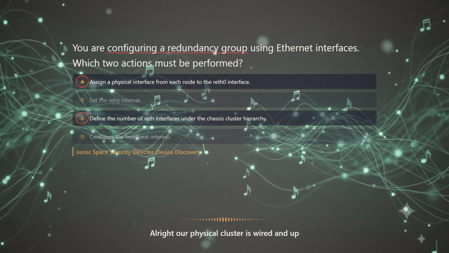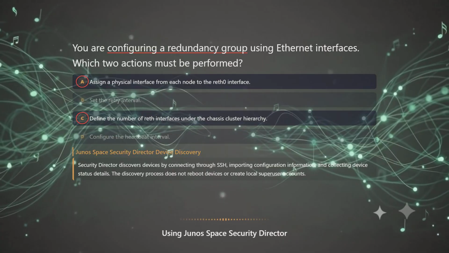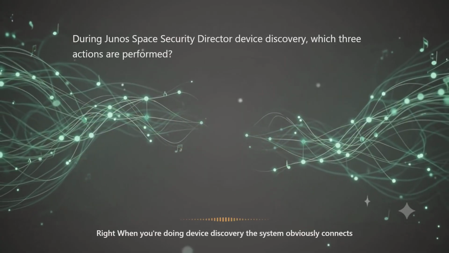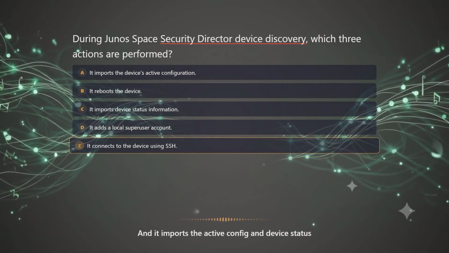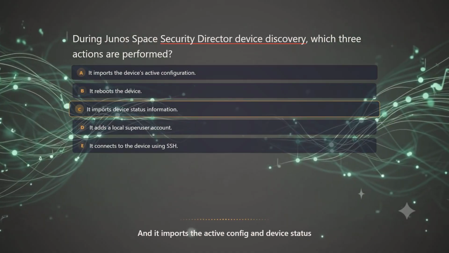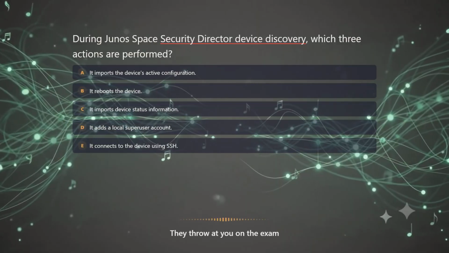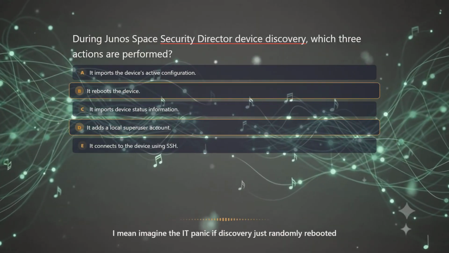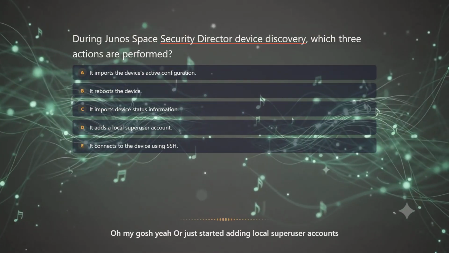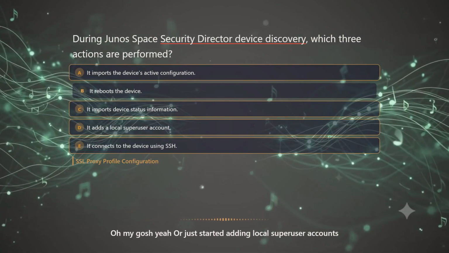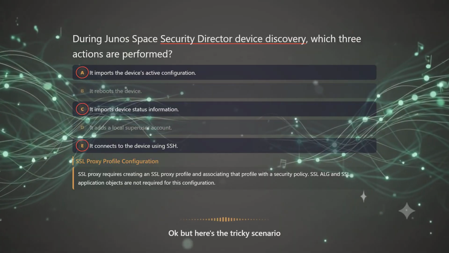Yeah. All right, so our physical cluster is wired and up. Now we need to manage it centrally using Junos Space Security Director. Right. When you're doing device discovery, the system obviously connects using SSH, and it imports the active config and device status. Right, and you can instantly eliminate some of the distractors they throw at you on the exam. Imagine the IT panic if discovery just randomly rebooted production firewalls. Oh my gosh, yeah. Or just started adding local super user accounts mid-discovery. Not going to happen.